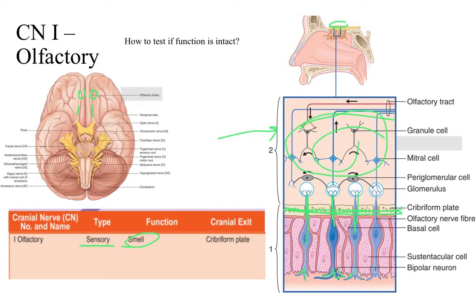and that gets interpreted through this network and in the brain as different types of smell. So how do you test if this function is intact? Have the patient close their eyes, close one nostril, and put something like coffee underneath their nostril. And if they can identify it as coffee, then their cranial nerve 1 is intact.